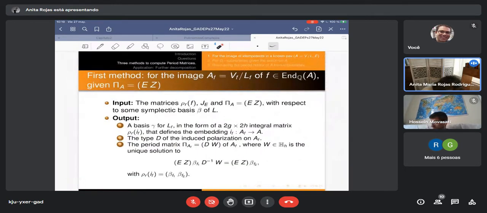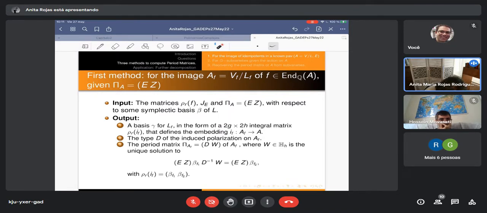Okay, so now I am sort of finishing. In the last part of the talk, I am going to explain to you 3 methods to compute the period matrix of an abelian variety, depending on the geometric information you have. And the idea is to combine these 3 methods to compute the period matrix of abelian varieties, and in that way to find out whether they have complex multiplication, whether they are completely decomposable, and so on.